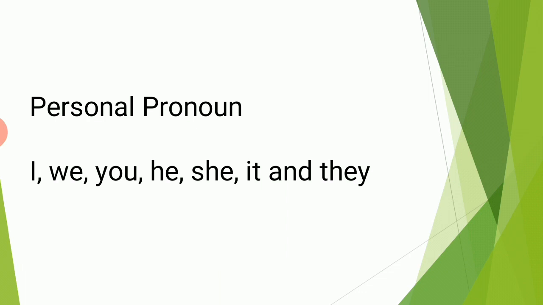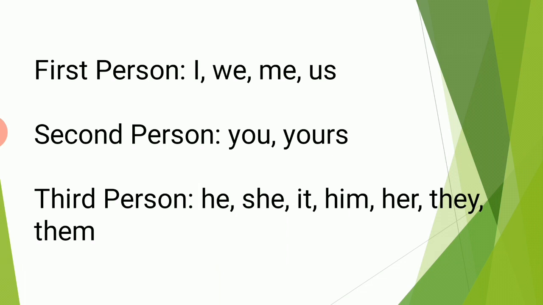Coming first to personal pronouns. I, we, you, he, she, it, and they are called personal pronouns because they stand for the 3 persons: first person, second person, and third person. First person refers to the person who is actually speaking, like I, we, me, us. The pronouns which refer to the person or persons spoken to are of the second person, as you, yours. And the pronouns which refer to the persons or things spoken of are of the third person, as he, she, it, him, her, they, and them.